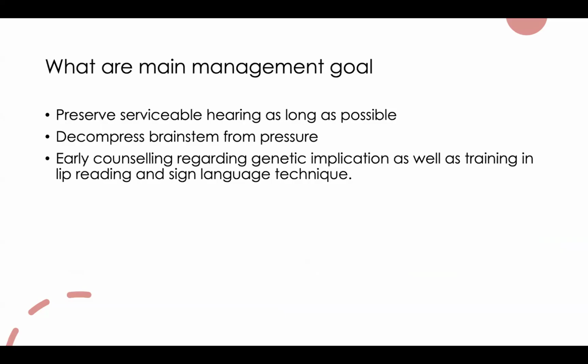So in terms of managing vestibular schwannomas, the most important thing is to try to preserve the serviceable hearing as long as possible. If there's any compression of the brainstem as well, decompress that from pressure. And then especially in the context of a patient who may have a genetic abnormality, try to counsel them that they most likely may progress and have hearing loss in the future, and counsel them in terms of early lip reading and sign language techniques, which can be important considerations as well.